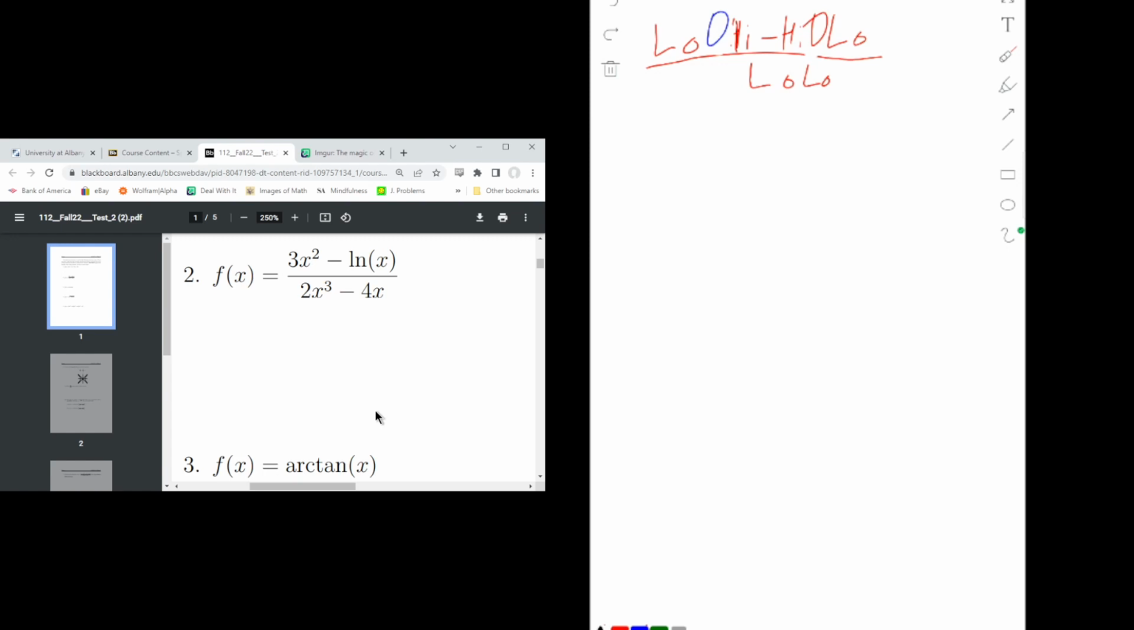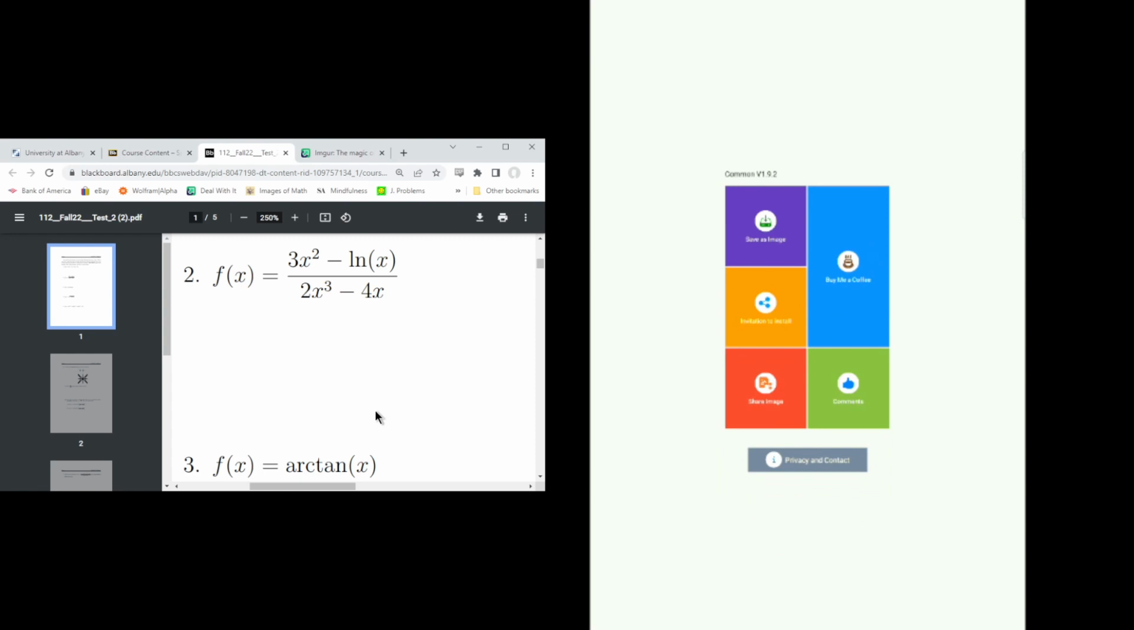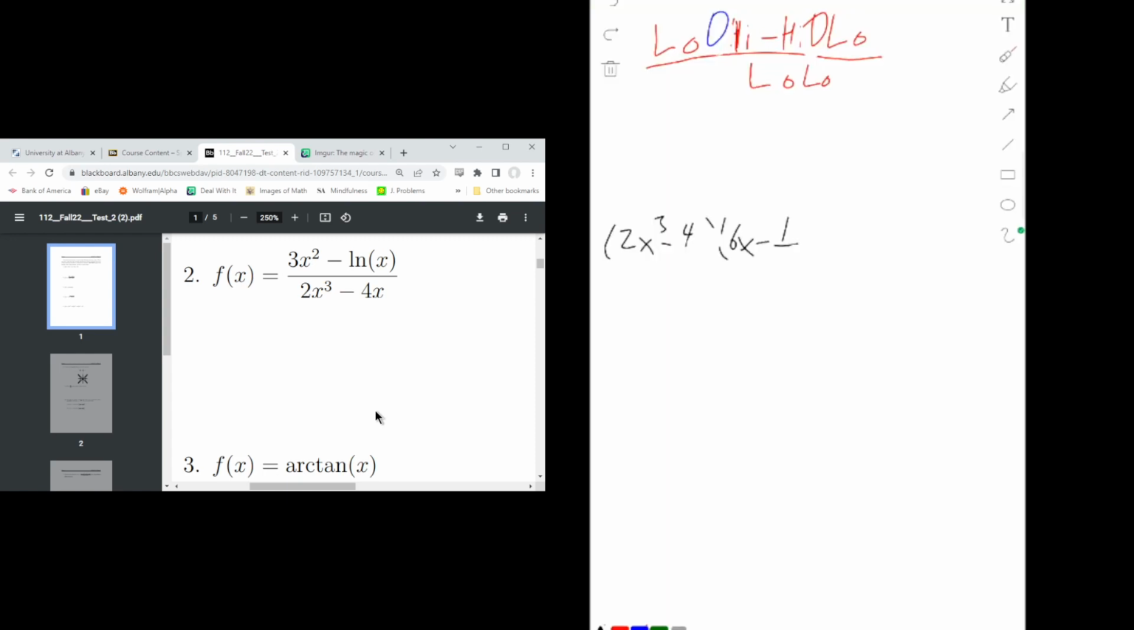Anyway, for number 2, it'll be 2x cubed minus 4x times the derivative of 3x squared minus ln x. That's a difference, so we can just take the derivative of it piece by piece. That'll be 6x minus 1 over x. I'm sorry that my x's keep coming out looking like alphas. I'm barely picking the pen up, I guess. And it just keeps coming out looking like that. Oh no, I don't want that. Go away. Sorry.